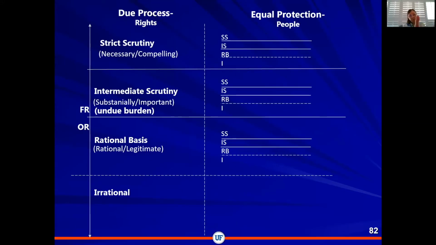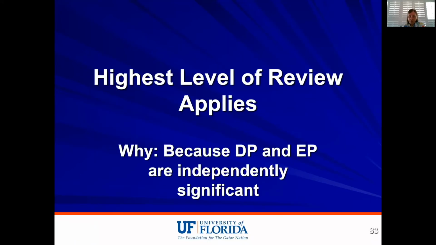So if I have my due process hierarchy over on the left, I've got my strict scrutiny, intermediate scrutiny, rational basis. Wherever I am on due process, if there's an equal protection question that comes up, that whole equal protection analytical framework kicks in. I'll keep putting this up because it can be a little bit overwhelming when you first look at it. What does this mean? It means that the highest level of review applies because due process and equal protection are independently significant.